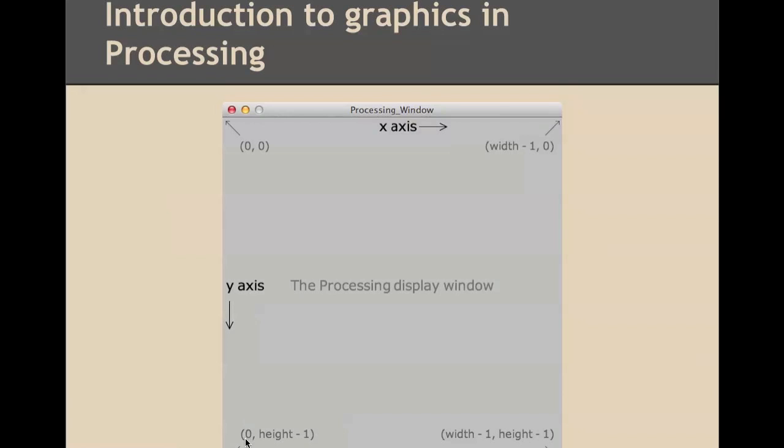Likewise down here in the lower left corner, we haven't moved any to the right, so our x-coordinate is 0, but we've gone height pixels down, and since we started counting at 0, then the coordinate for that pixel down there is height minus 1. And the lower right-hand corner then would be at coordinate width minus 1, comma, height minus 1. Okay? So there is our coordinate system in processing. Every pixel in there has one of those coordinates associated with it, and that's how we know where to draw whatever it is we're going to draw.